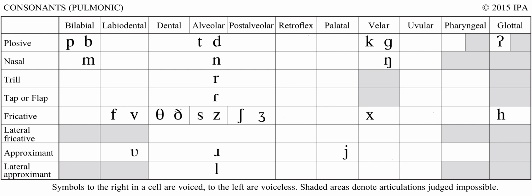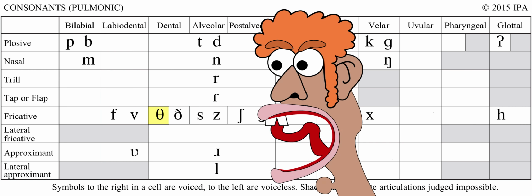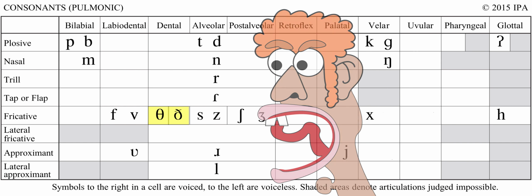Let's move on to the fricatives. F and v are labiodental fricatives. Labiodental means the teeth come into contact with the lips. Th as in thing and th as in that are dental fricatives. Dental means the tongue touches the teeth. It is estimated that only 5 to 10% of the world's languages have dental fricatives, which could explain why it is one of the most difficult sounds for those learning English as a foreign language to master.